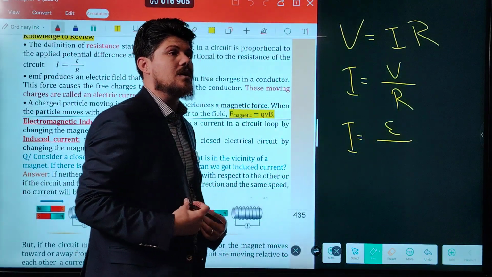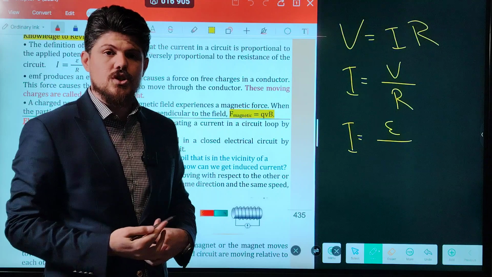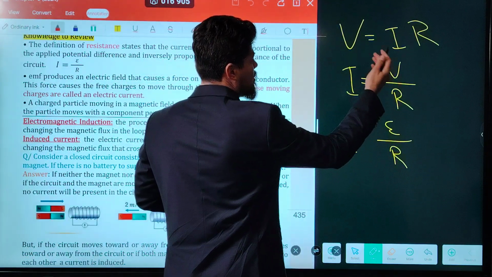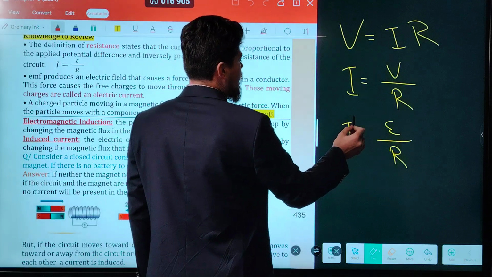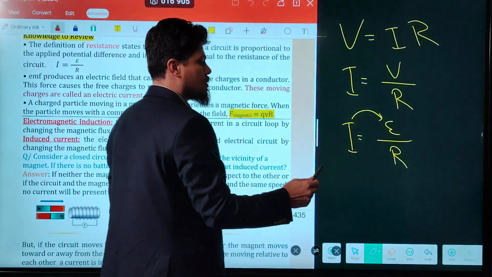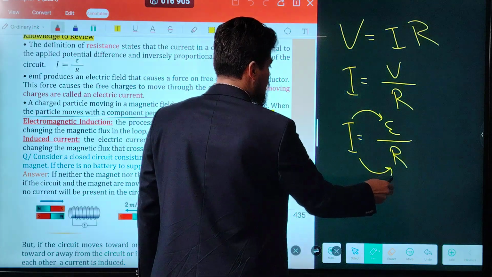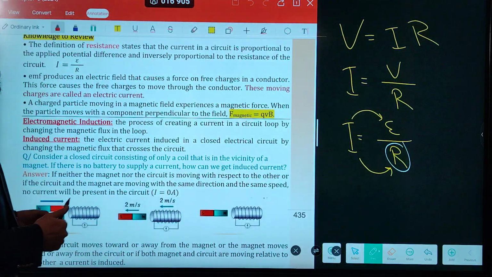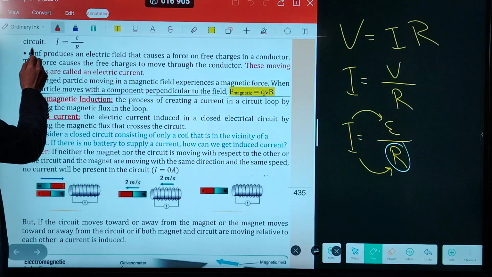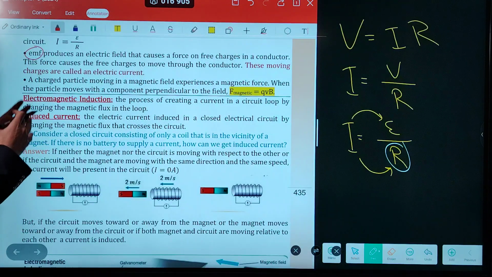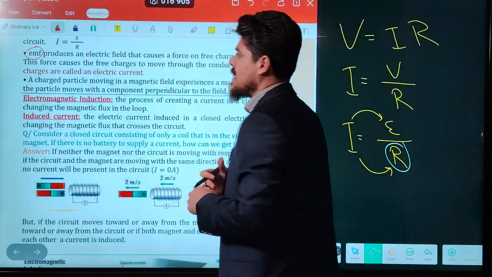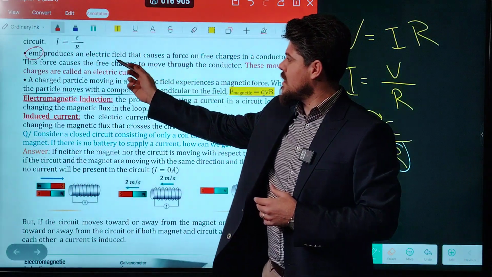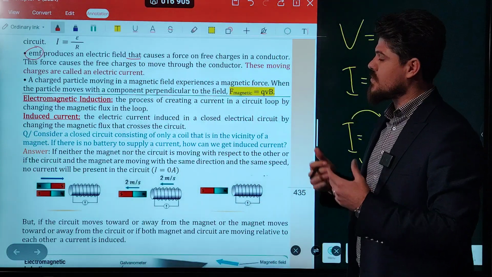Sometimes, instead of V, you can write epsilon. This epsilon means the potential difference, the voltage across the circuit, divided by R. It doesn't matter whether you write V or epsilon, the symbol. So the amount of the current is directly proportional to the potential difference, but inversely proportional to the resistance of the circuit. The electromotive force, or potential difference, produces an electric field that causes a force on a free charge.